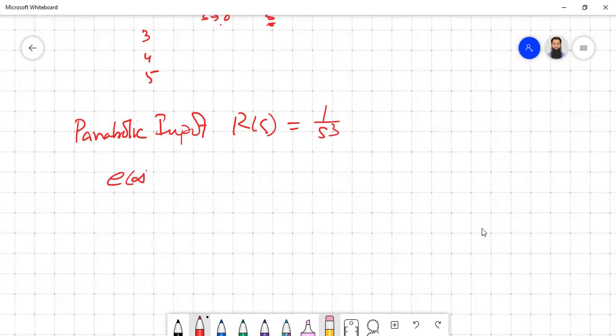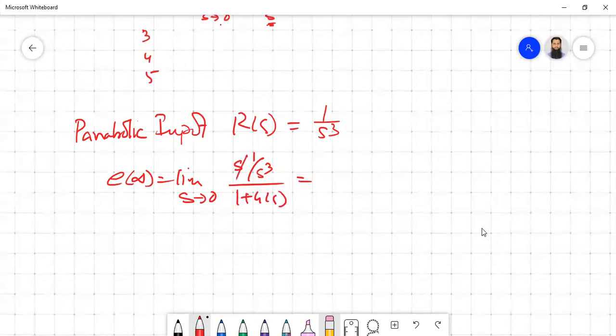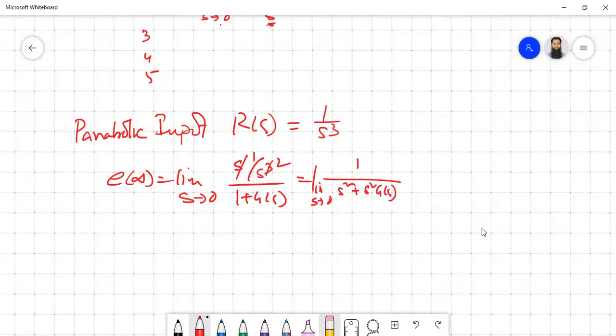So our steady state error is limit s tends to 0, s by s cube, 1 by s cube, over 1 plus g of s. So 1 is getting cancelled out. So still s square is there. So 1 by, don't forget the limit, s tends to 0, s square plus s square g of s. Okay, so now if you apply the limit, this one will be 0. So what is left is 1 by limit s tends to 0, s square g of s.